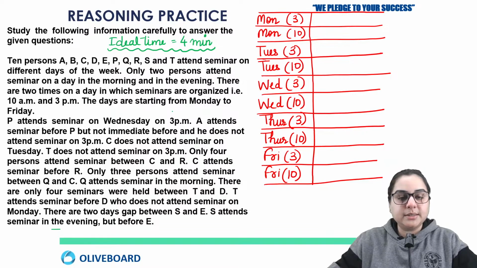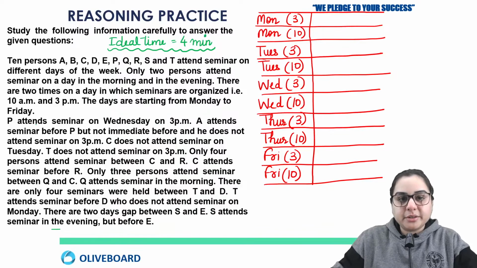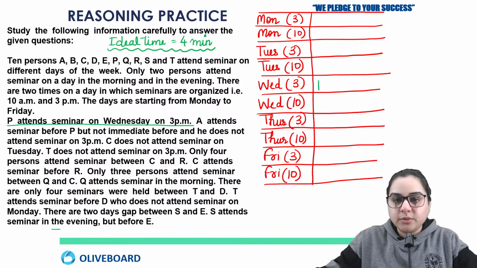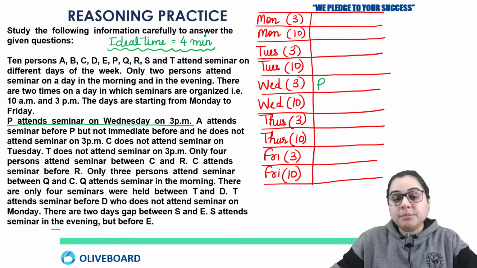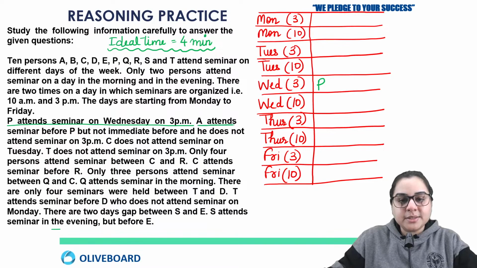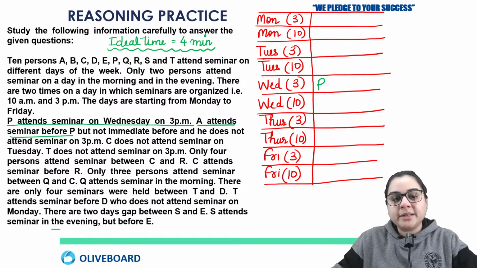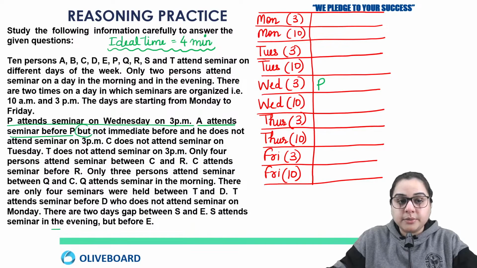Okay, so now let's start discussing this question. Let's start with some definite information. The first line is the definite line that P attends seminar on Wednesday at 3 p.m. So P will come on Wednesday at 3 p.m. The next line is with reference to P, that A attends seminar before P, but not immediately before, and he does not attend seminar at 3 p.m.